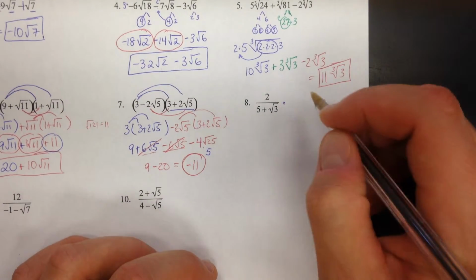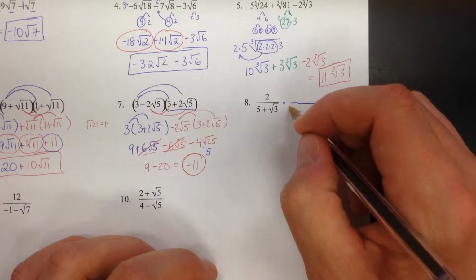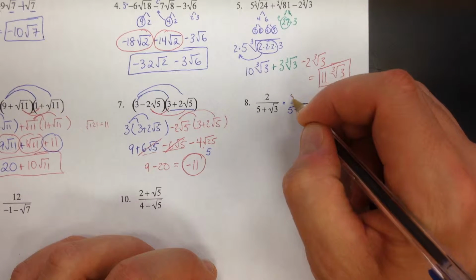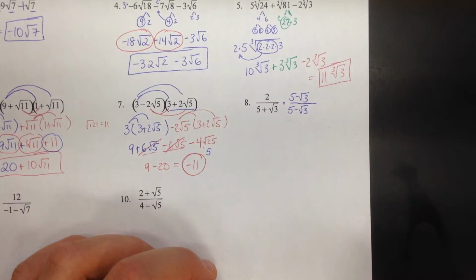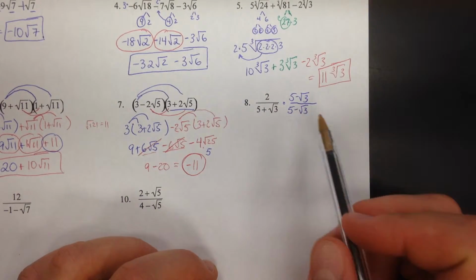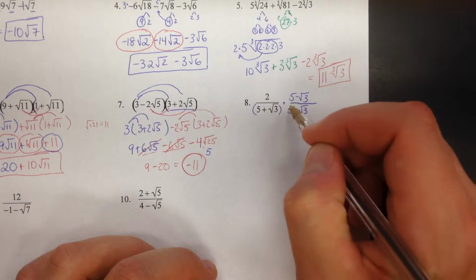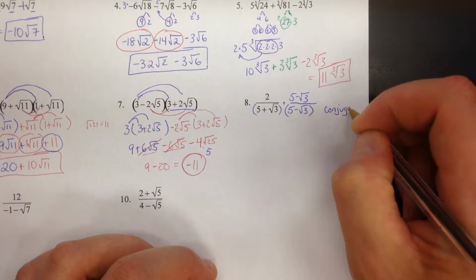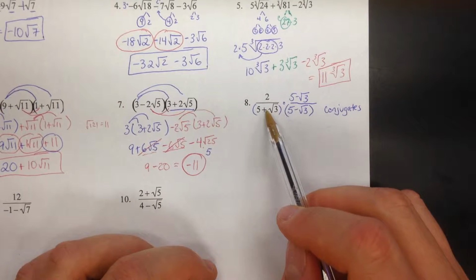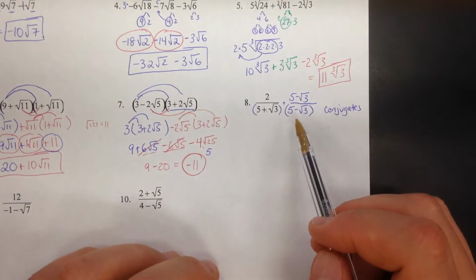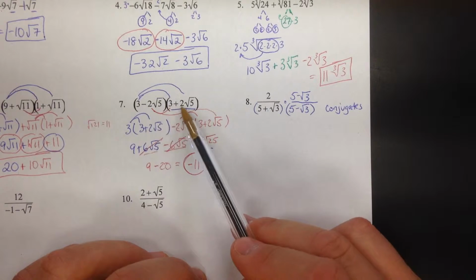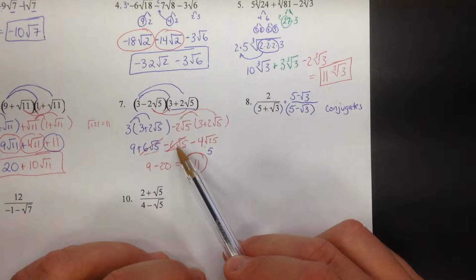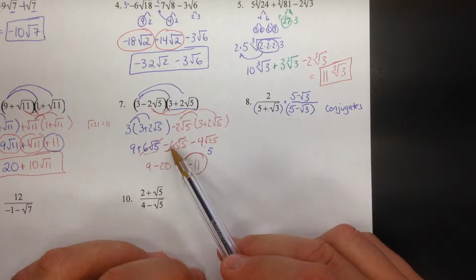So, to simplify, we're going to multiply by a fancy form of 1, 5 minus square root 3 on top and on the bottom. What this is called, 5 plus root 3, 5 minus root 3, those are called conjugates. Notice that they're identical except this is a plus symbol, this is a minus symbol. Now in number 7, look what happened when you multiplied. These were conjugates. What happened to the middle terms with the square roots? They got canceled, they disappeared.